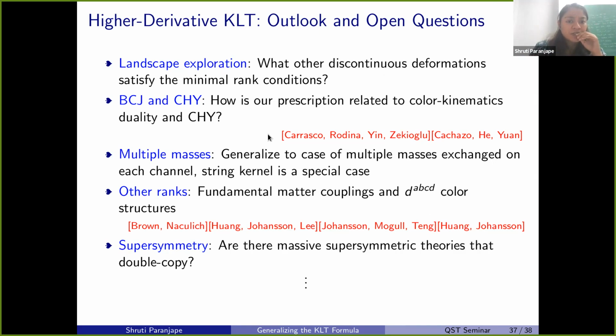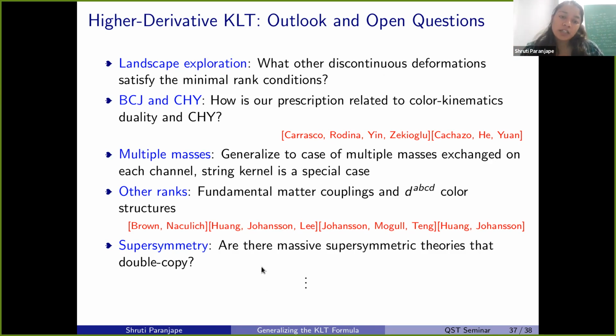There's of course also the question of landscape exploration. In some cases we did a general study, but in others, like in the massive case especially, we did not. So what satisfies the spectral conditions, and how many theories are out there that you could apply this kind of map to.